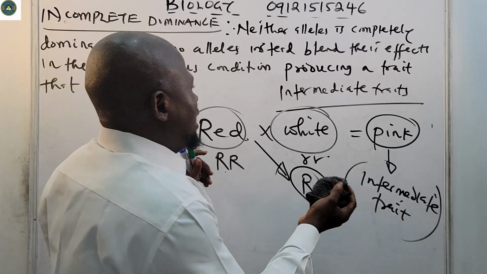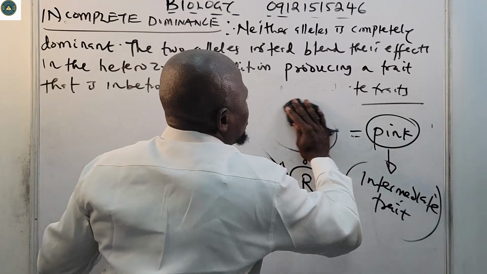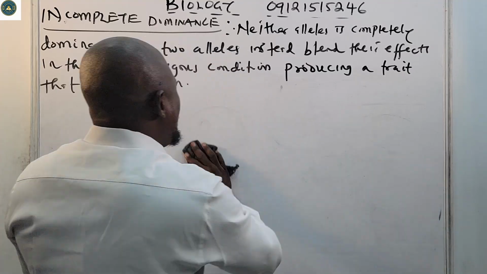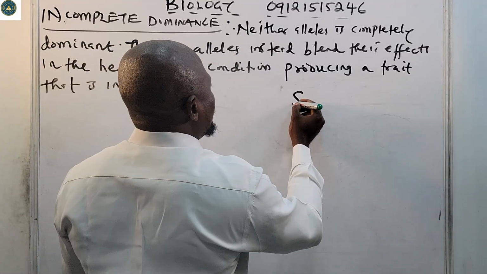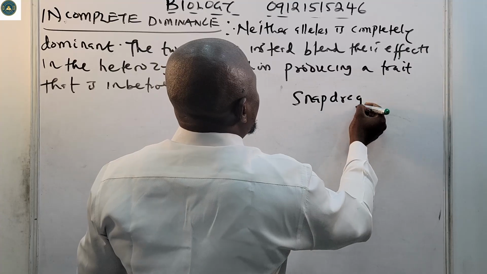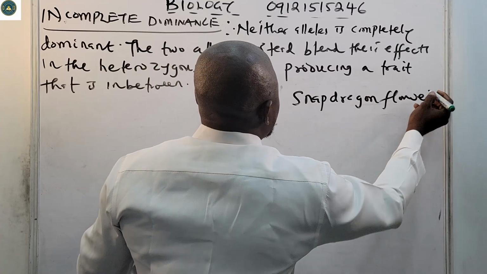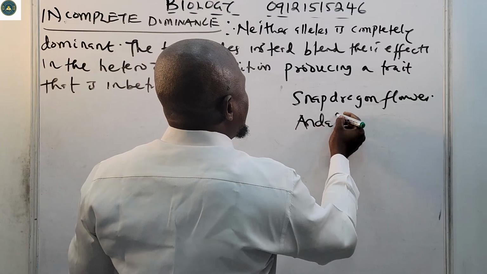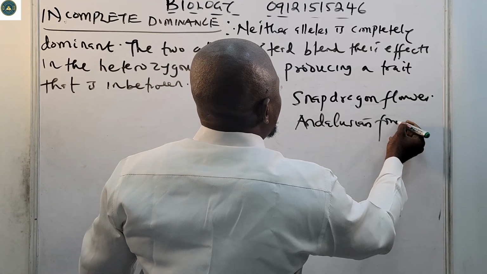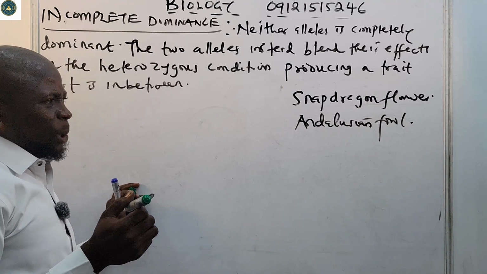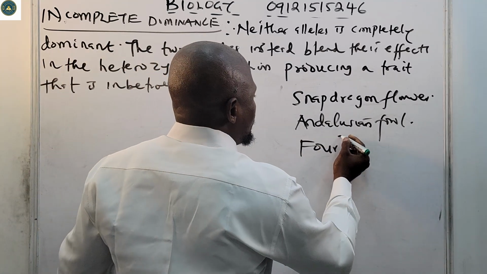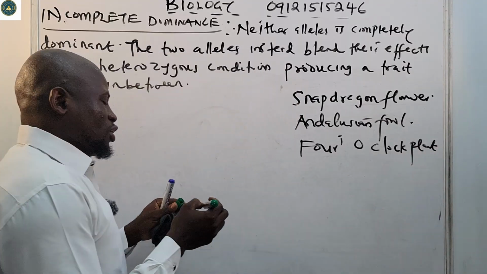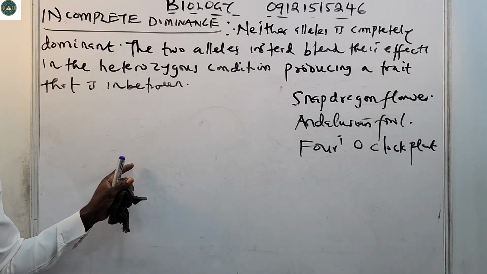We see this in a lot of organisms. We see this in the snapdragon flower. We see this also in the Andalusian fowl. Also, we see this in the four o'clock plant. And also some cattle, we see this too.